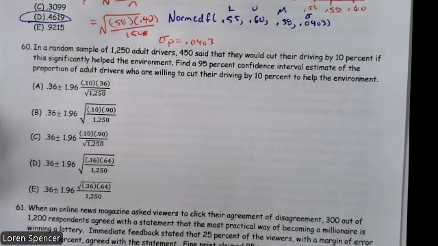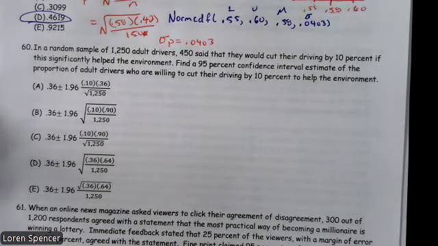60. In a random sample of 1,250 adult drivers, 450 said that they would cut their driving by 10% if this significantly helped the environment. Find a 95% confidence interval for the estimate of the proportion of adult drivers who are willing to cut their driving by 10%. All right.